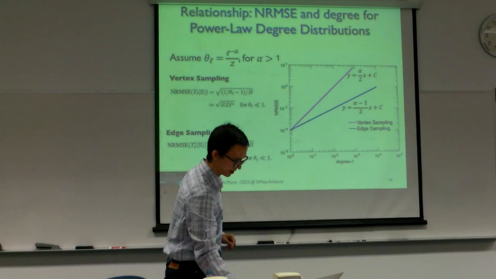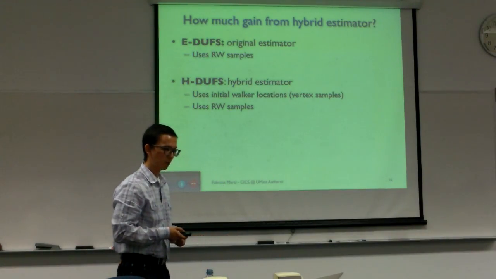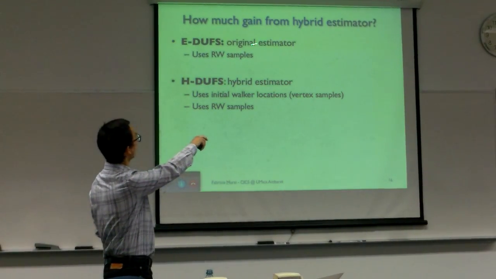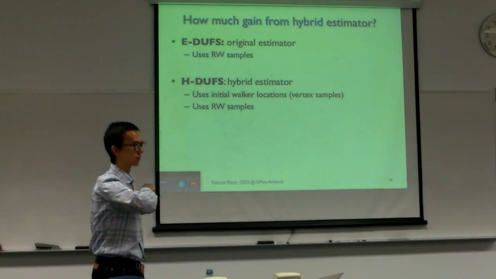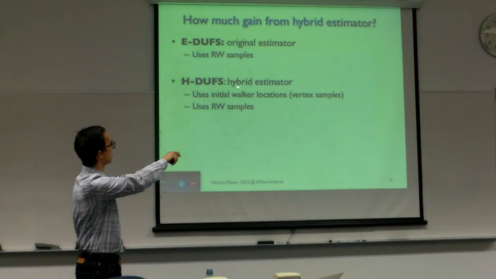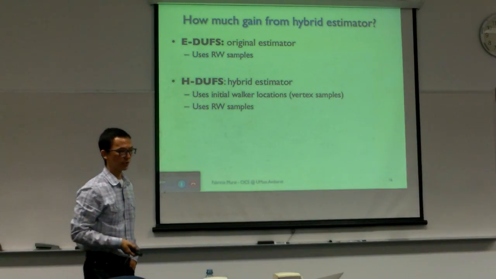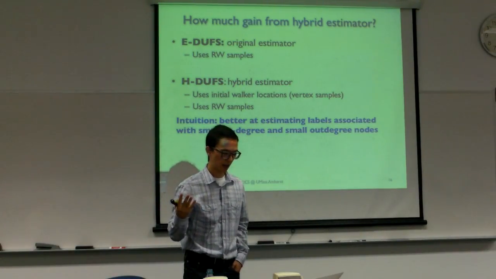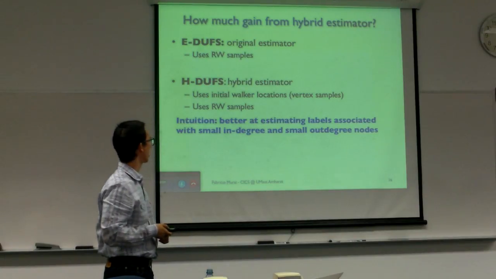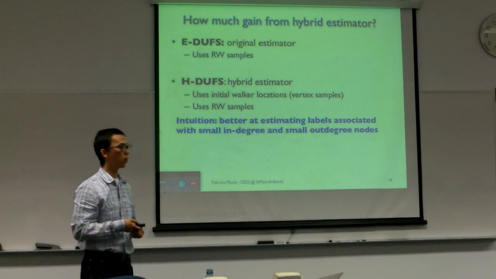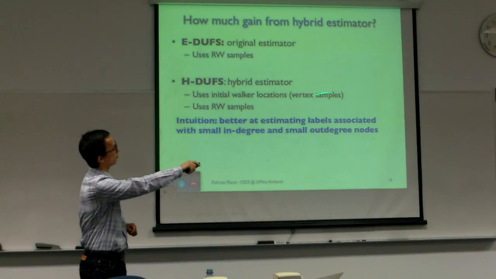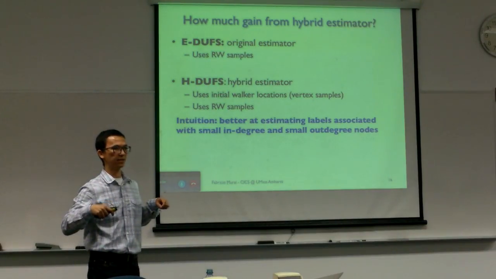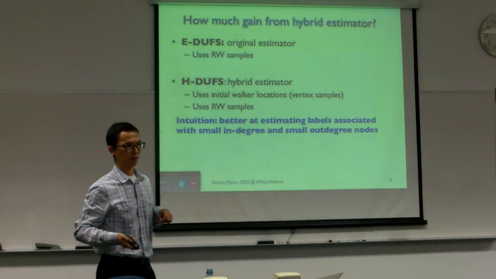All right. So we also quantify how much gain we get from the hybrid estimator. Remember that the original estimator proposed for Fujita sampling only uses the random walk samples, and here we propose an estimator that combines the initial walk locations with the random walk samples. The intuition is that the hybrid estimator should be better at estimating labels associated with small in degree and small degree nodes, because the uniform vertex samples are more likely to land on degrees associated with large probability masses, which are exactly small in degree and small degree.